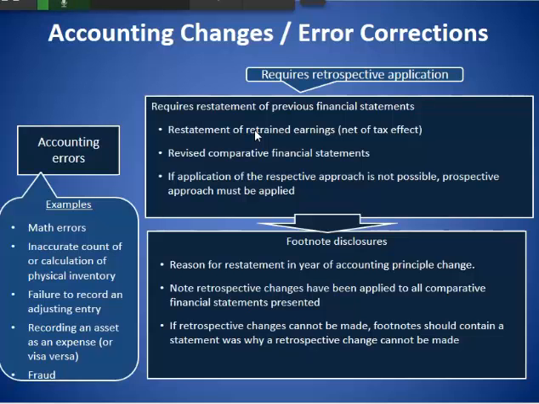Now, in terms of footnote disclosure, we have to give a reason for the restatement of the year, in effect, the accounting principle change, or basically the accounting error. Note retrospective changes have been applied to all comparative financial statements presented, and if retrospective changes cannot be made, the footnotes should contain a statement of why the retrospective changes cannot be made.